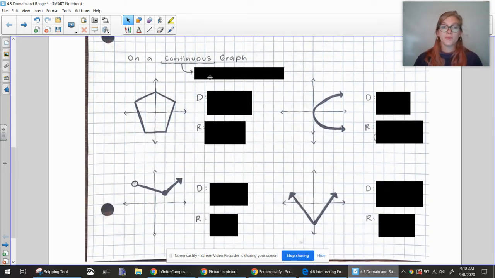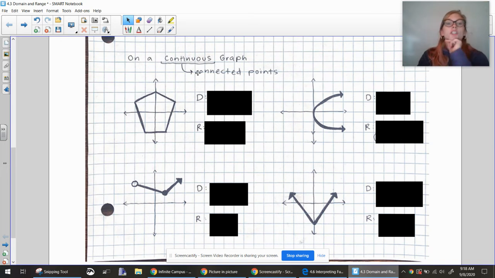On a continuous graph, the points are connected. We are going to be looking at domain and range as ranges. So we're going to be using inequalities or interval notation in order to write about the domain and the range. So we'll start with this pentagon right here. This is a continuous graph because it has connected points. Our domain is going to be the farthest left x coordinate and the farthest right x coordinate. So let's look and see if we can find where those coordinates are.